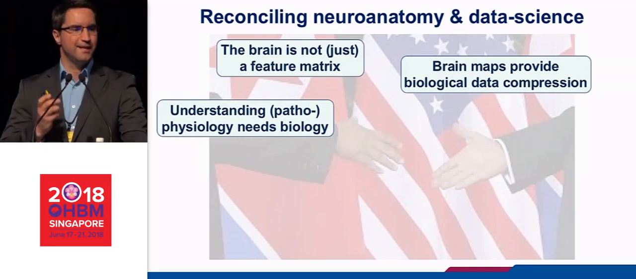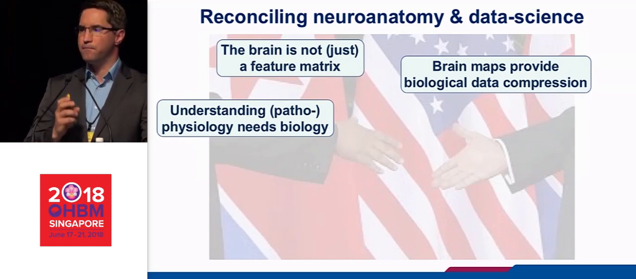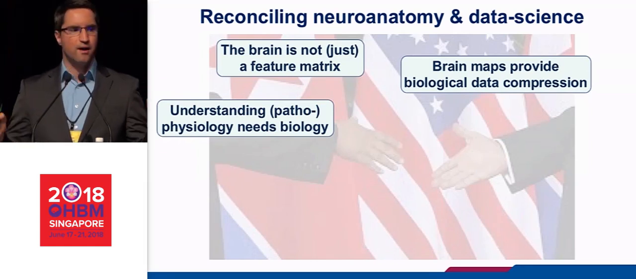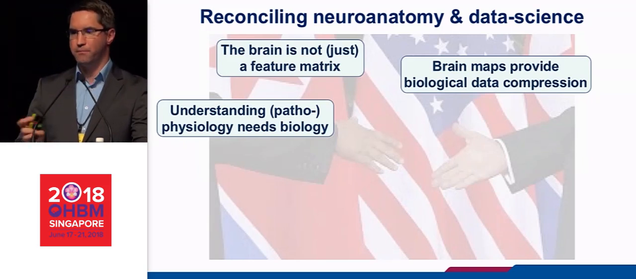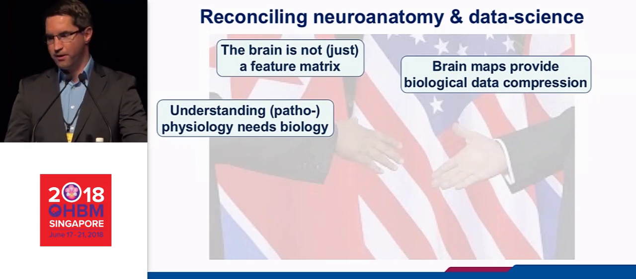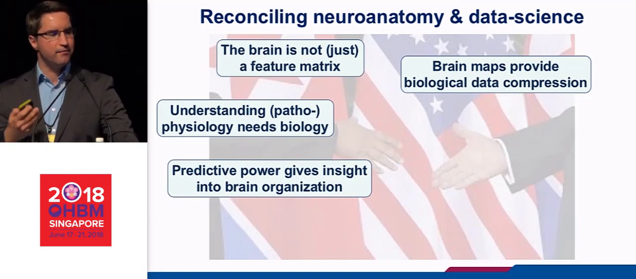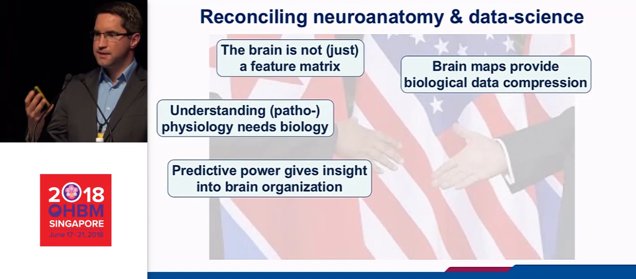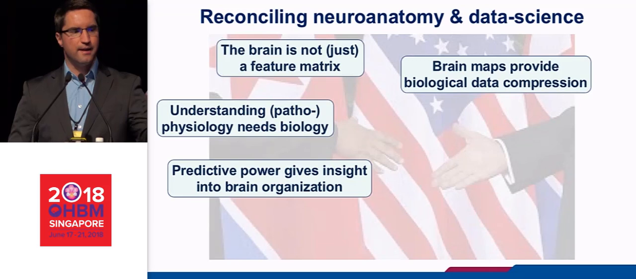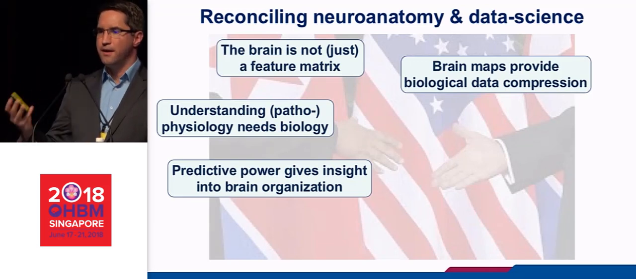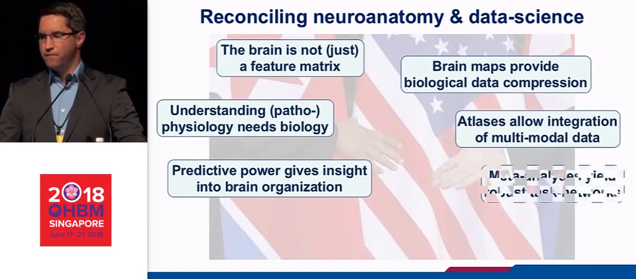Understanding pathophysiology needs biology. If we just have a predictive model that is based somewhere loosely on the entire brain, that's not going to advance our understanding. It can be useful, but it does not help us to understand brain organization or pathology. But predictive power can give insight into brain organization. This is what I showed when I showed you the gender analysis, the schizophrenia analysis. Finding out which parcels have predictive power informs you about the parcel. Atlases allow the multimodal integration of data.